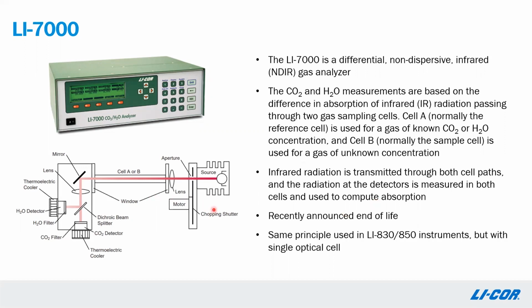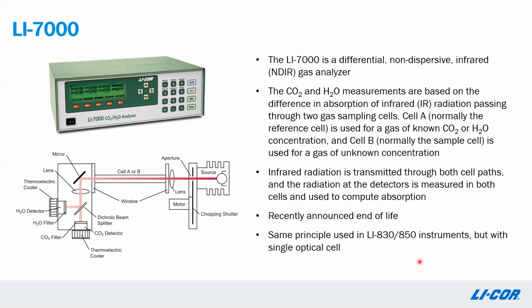The infrared radiation, in this case, is from a broadband lamp source. It's transmitted through both cell paths, and it's showing one path here, A or B, where it's then collected at the detector after passing through the sample or the reference cell. And H2O or CO2 is measured depending on which detector is selected.